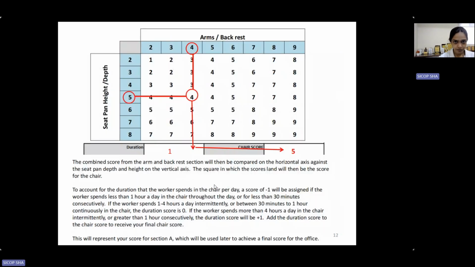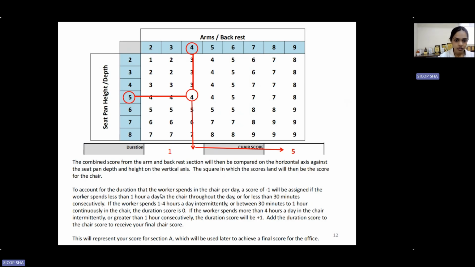So the score from the armrest and back, and seat pan height and depth, gives an intersection, and the score for section 1 is 4, plus duration is added, so we get a score of 5. The combined score from the arm and backrest section will be compared on the horizontal axis against the seat pan depth and height on the vertical axis. The square in which the scores land will then be the score for the chair.